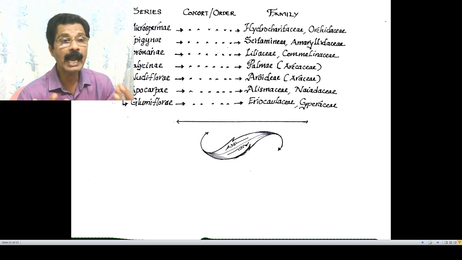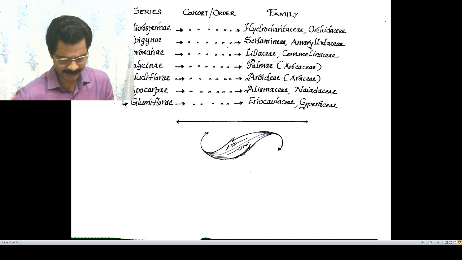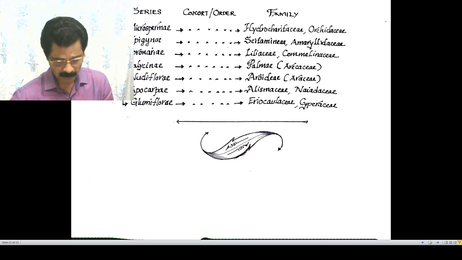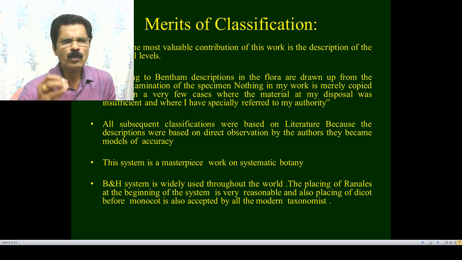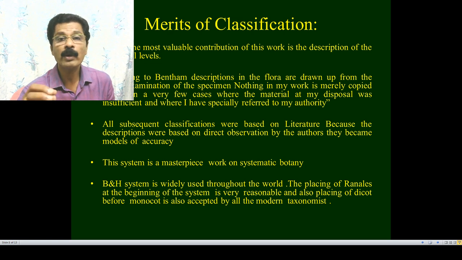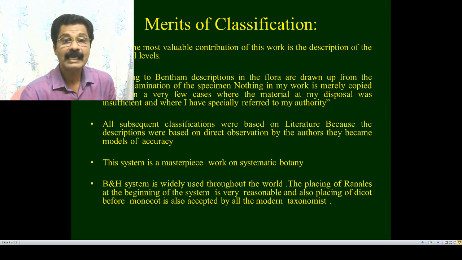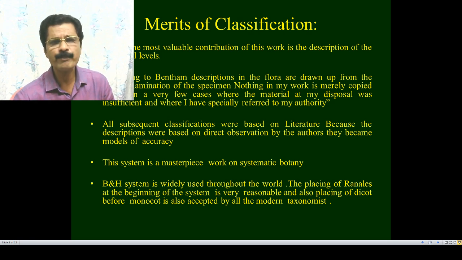So what are the merits and demerits of Bentham and Hooker's system of classification? Let's see. First, we can see the merits. One of the most valuable contributions of this work is the description of the taxa at all levels. According to Bentham, descriptions in the flora are drawn up from the actual examination of the specimen. Nothing in my work is merely copied, except in a very few cases where the material at my disposal was insufficient and where I have specially referred to my authority. All subsequent classifications were based on literature because the descriptions were based on direct observation by the authors. They became models of accuracy.